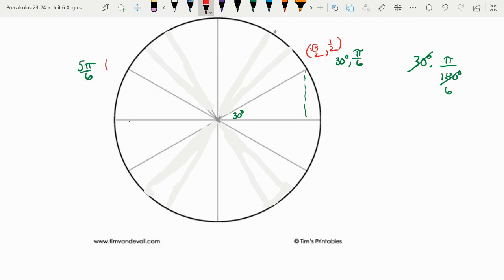And what is this ordered pair going to be? Those two numbers. Which one's negative? The x value is negative. See if you can give me this radian measure and this radian measure and the correct ordered pairs. Okay. And let me give you a hint.